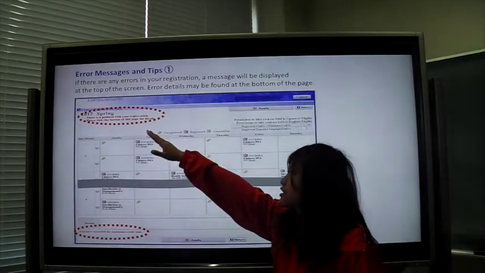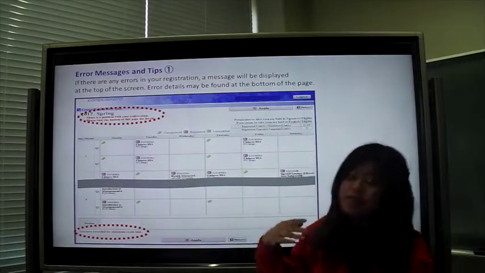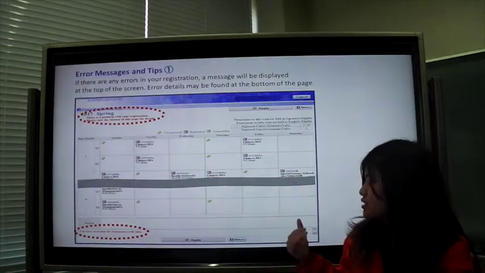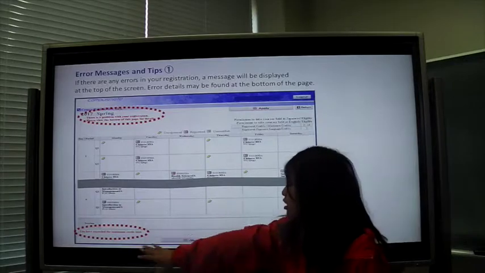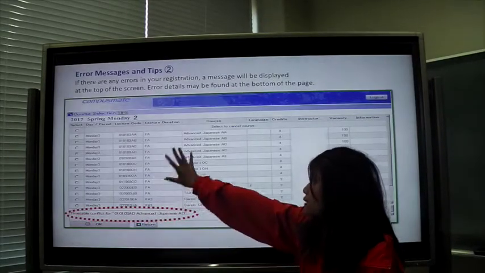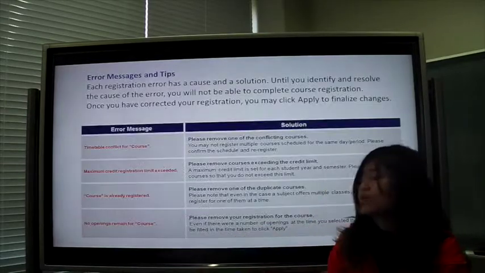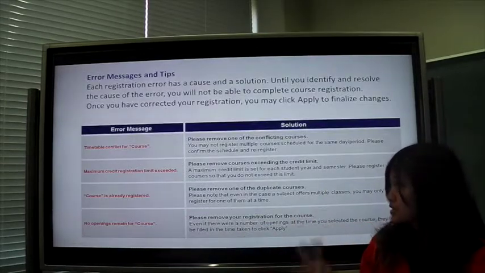Please be reminded that you are 2017 spring, and when you have an error message in the system, it will be at the bottom most of the time, in the framework when you are choosing the subjects. So there are 4 types of error message.